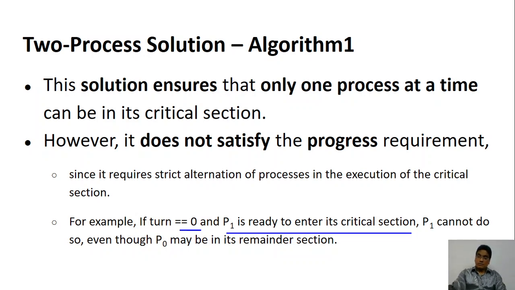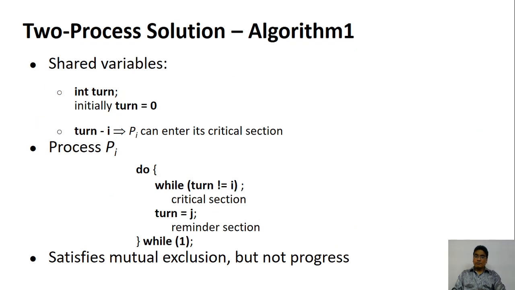Remember, if you look at here, suppose I enters, then I will change the value of turn to say that let J continue. So I enters, and once I comes out of the critical section, I allows the others to enter. If I don't allow, what will happen? Others can't enter at all. So there is no progress.